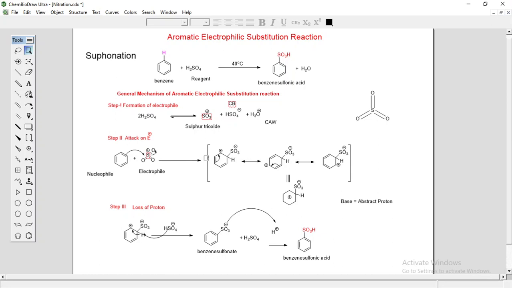Now in the third step, the loss of proton. A proton is removed from the arenium ion in the presence of a base. So students, the function of the base is that it abstracts the acidic proton to give benzene sulfonate, and finally the benzene sulfonate ion gets protonated to give benzene sulfonic acid. All these steps are reversible, and the reaction is slow.